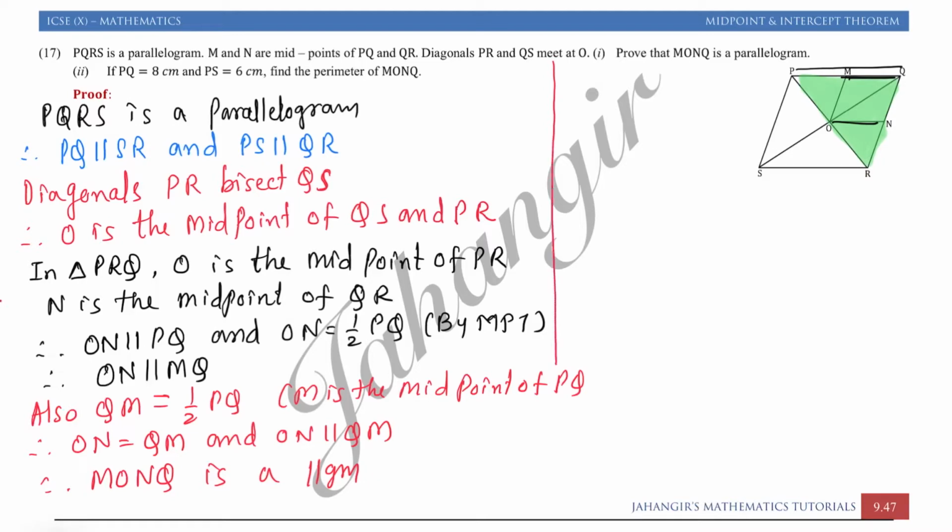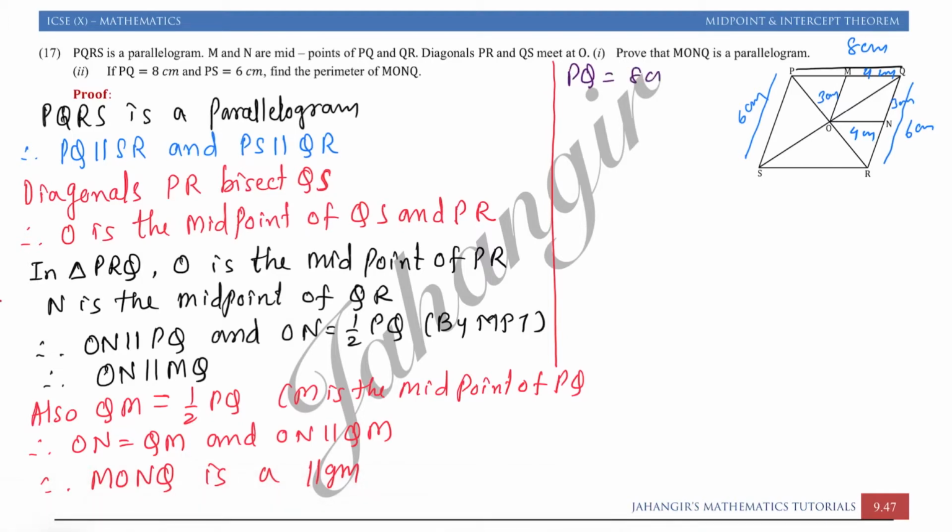Once we have proved it is a parallelogram, we have to find its perimeter. So for perimeter, let's see what they have given. PQ is given 8 centimeter. So we can easily find QM. QM will be 4 centimeter. So opposite sides ON will also be 4 centimeter. PS is given as 6 centimeter. So this is also 6 centimeter. So therefore QN is 3 centimeter. So we can say this is 3 centimeter. So now we got all sides of the parallelogram MONQ.